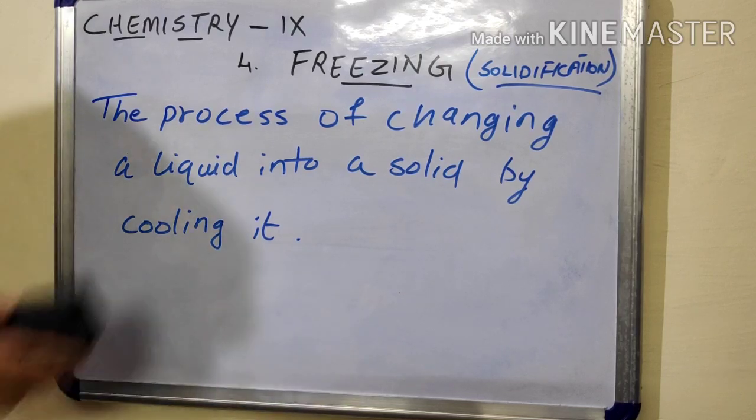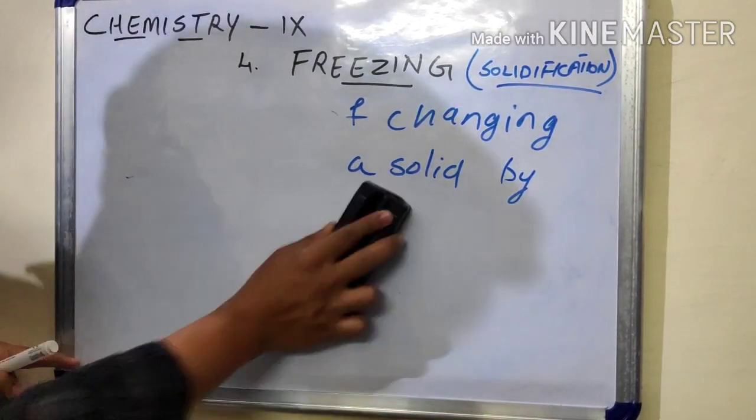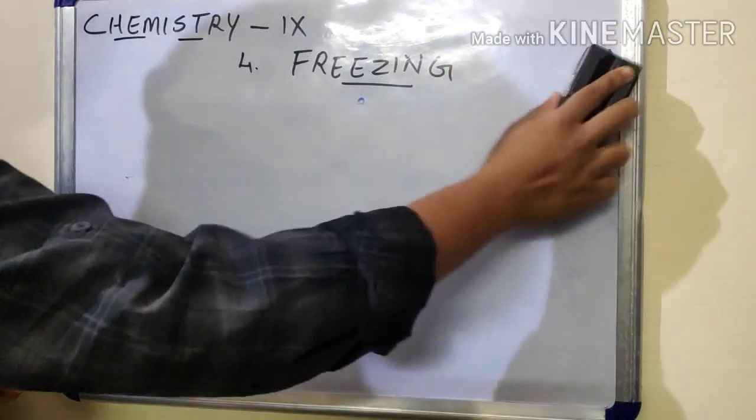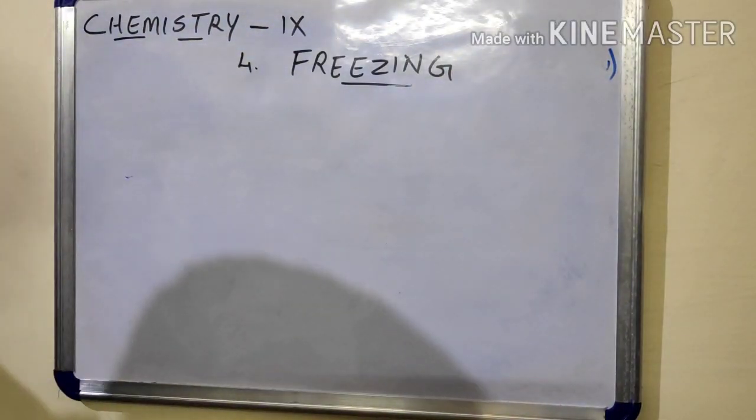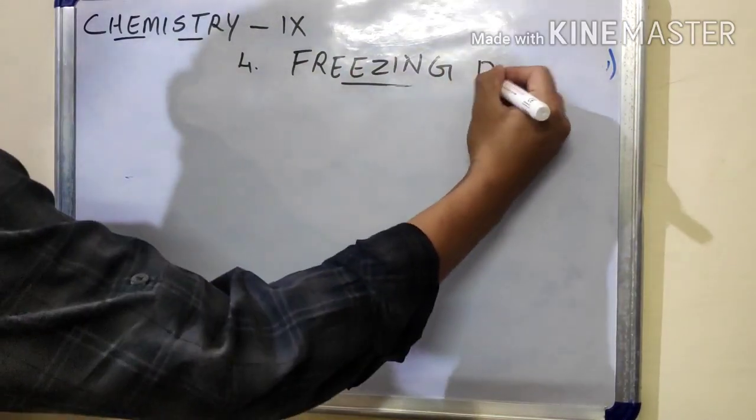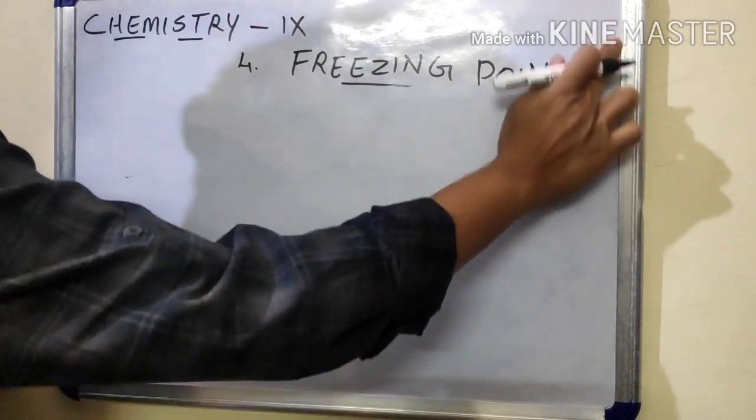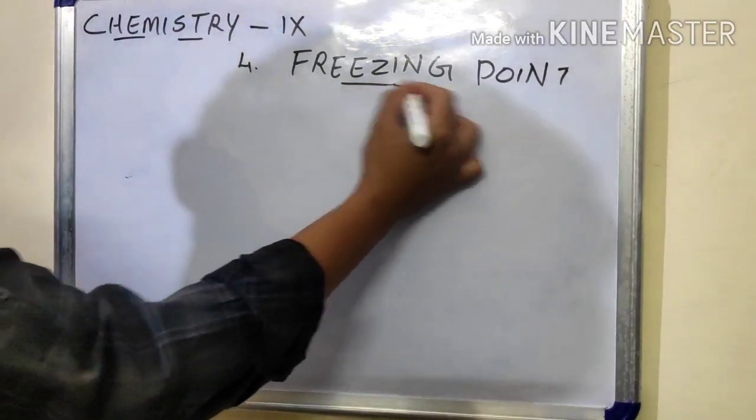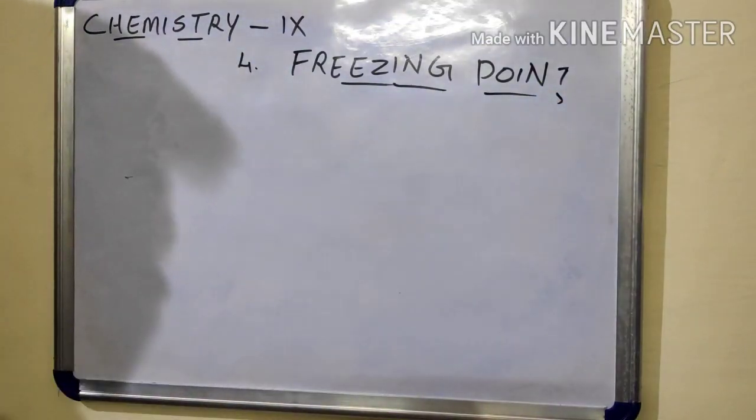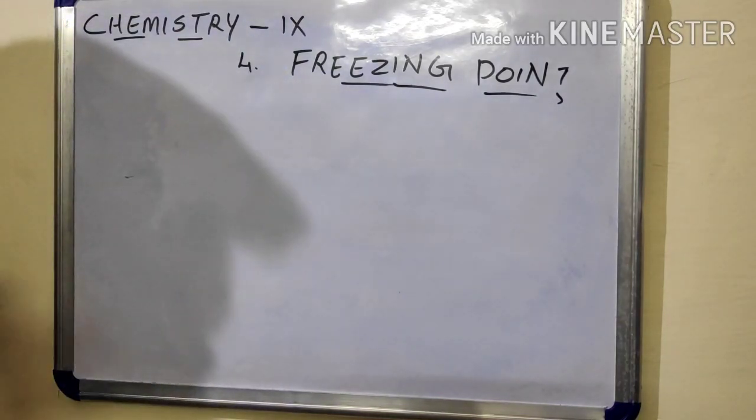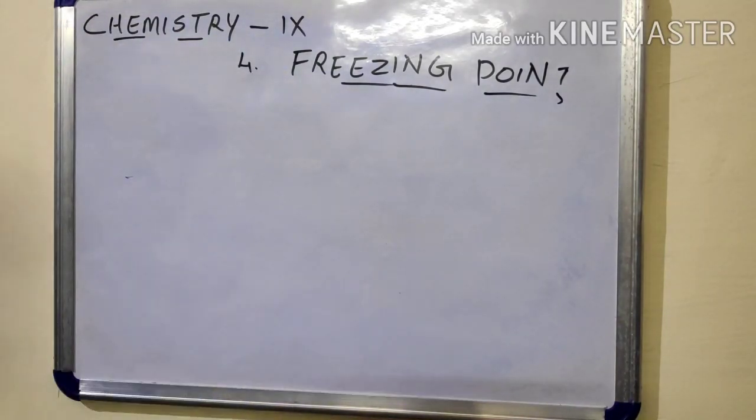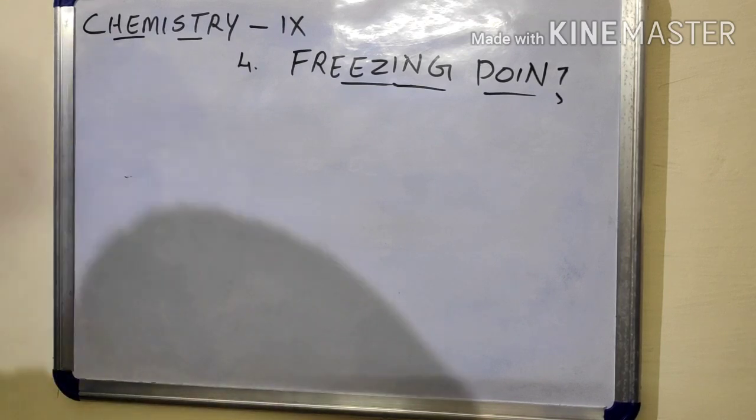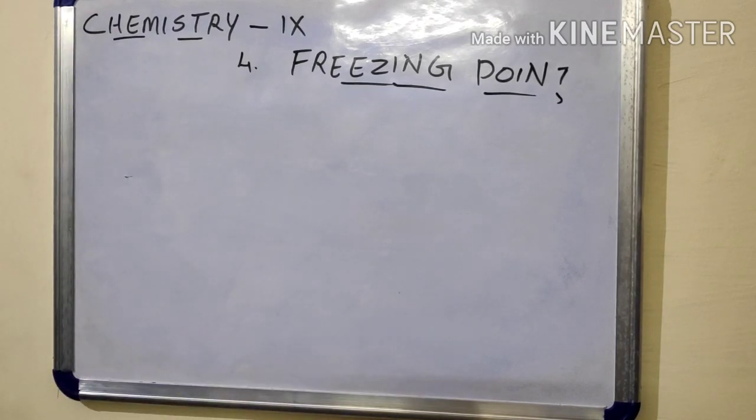So now, what would be the freezing point? Write it down. Pause the video and write this down. So now we'll look at what is the freezing point. At 0 degrees Celsius, when we cool water, that becomes the freezing point of water. So the temperature at which the liquid cools to a solid or starts becoming a solid is called its freezing point. So write down the definition of freezing point.